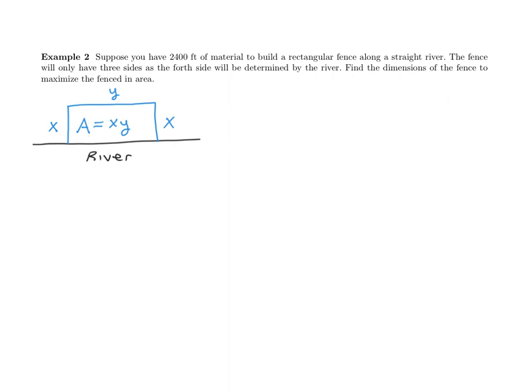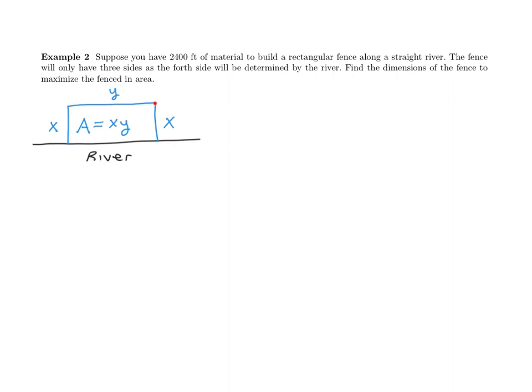Just like in the previous problem, you can't just take the derivative of this equation because there are 2 variables in it. There is hopefully some way to reduce this down to a single variable, either x or y. If you go back to the question, it says, suppose you have 2,400 feet worth of material to build this fence. That means the sum of these 3 sides should be 2,400 feet. And that actually gives us a second equation. What is that equation?